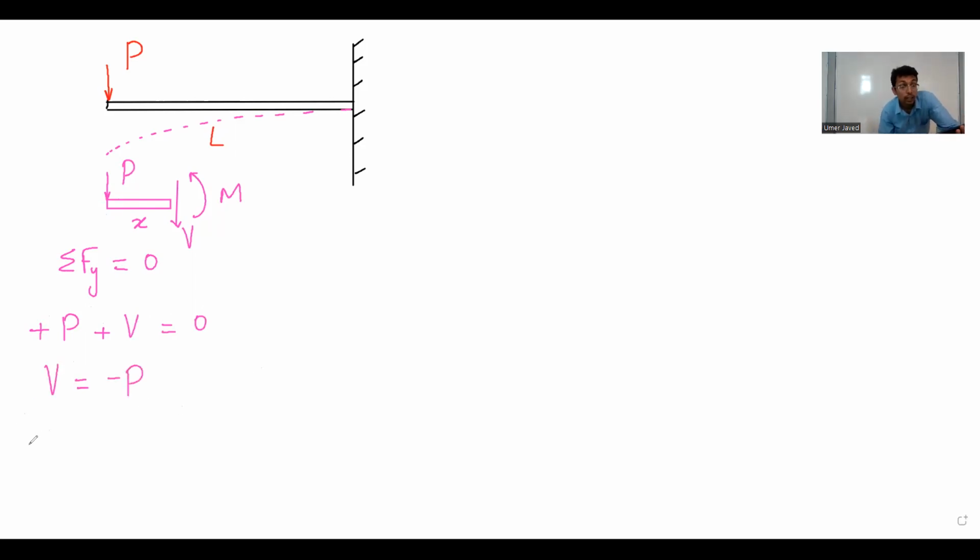And similarly, before I tell you what is the question, anti-clockwise moment is positive. We will say plus Px plus M equal to 0, and M is equal to negative Px. Now we have students who are saying, what exactly are you trying to do? So let me just first rephrase the question.